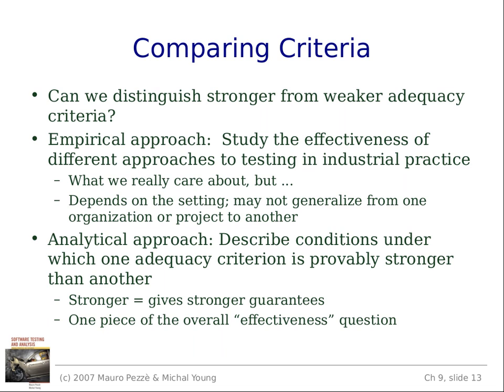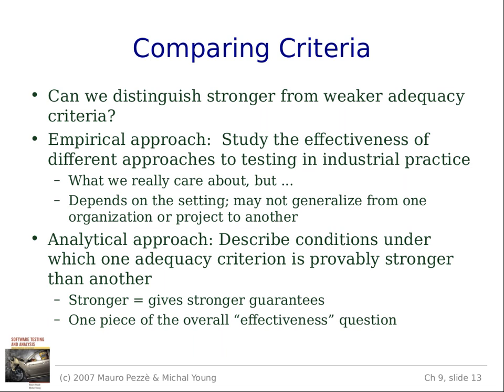Well, you can do an empirical test, basically study the effectiveness of different approaches. How effective is code coverage? How effective is branch coverage? And so forth and so on. It's what we care about, but unfortunately, it really depends on the program.